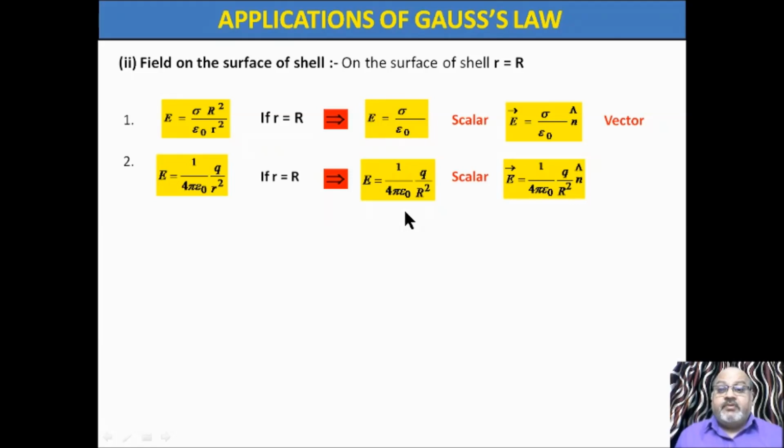Now what if point lies inside the spherical shell? Now what will be the result? If point lies inside the uniformly charged spherical shell, this is the third case. Field inside the shell, and small r is less than capital R. Distance of point small r from the center is less than the radius of the spherical shell.